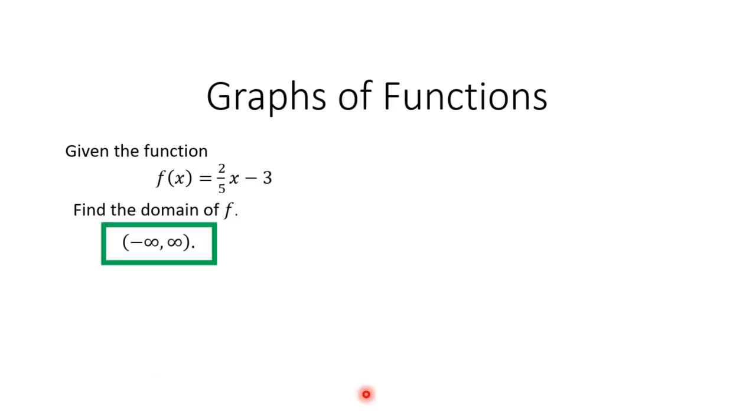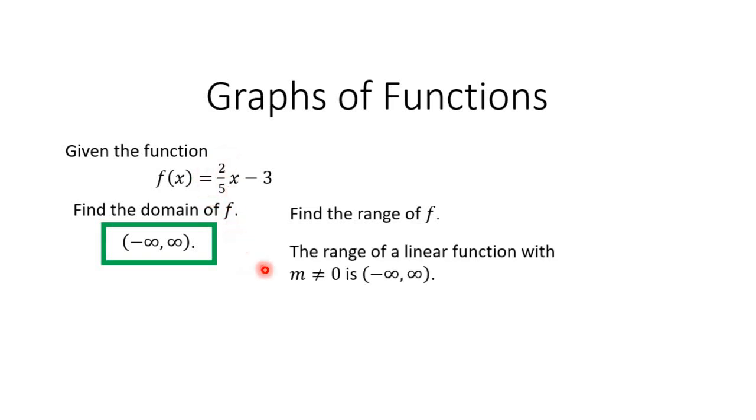And all we have to do to figure out the range is figure out if the slope is 0 or not. In this case, the slope is not 0, it's 2/5. So that's non-zero. And in the case where the slope is not 0, the range of the linear function is also -infinity to infinity.